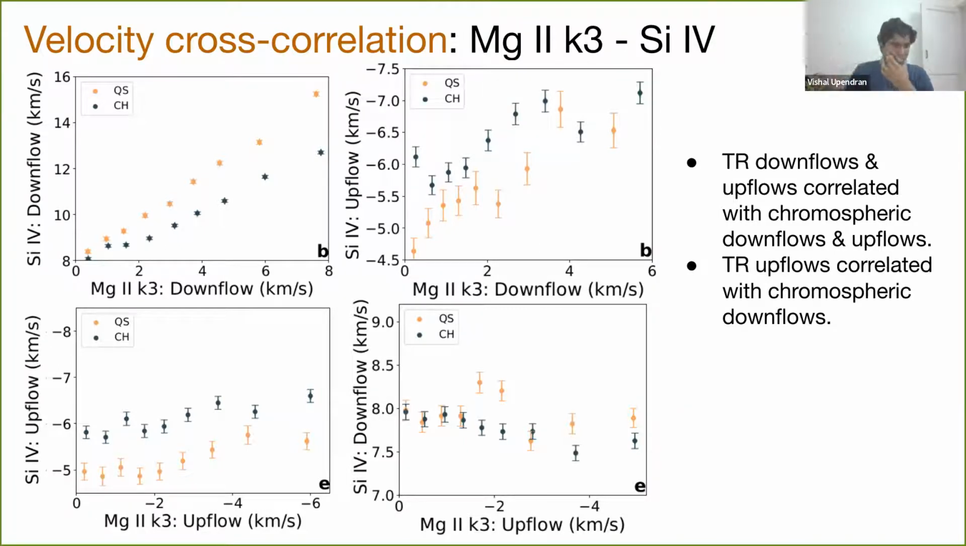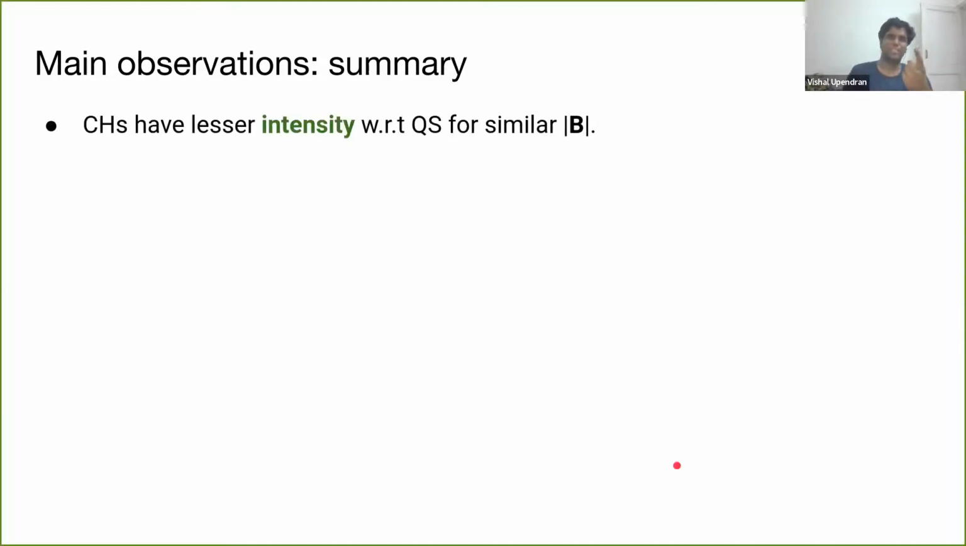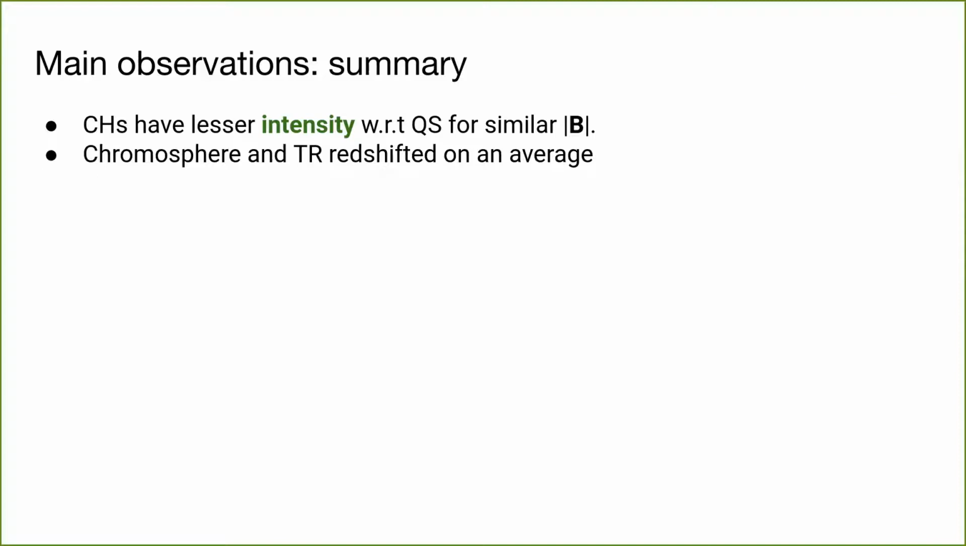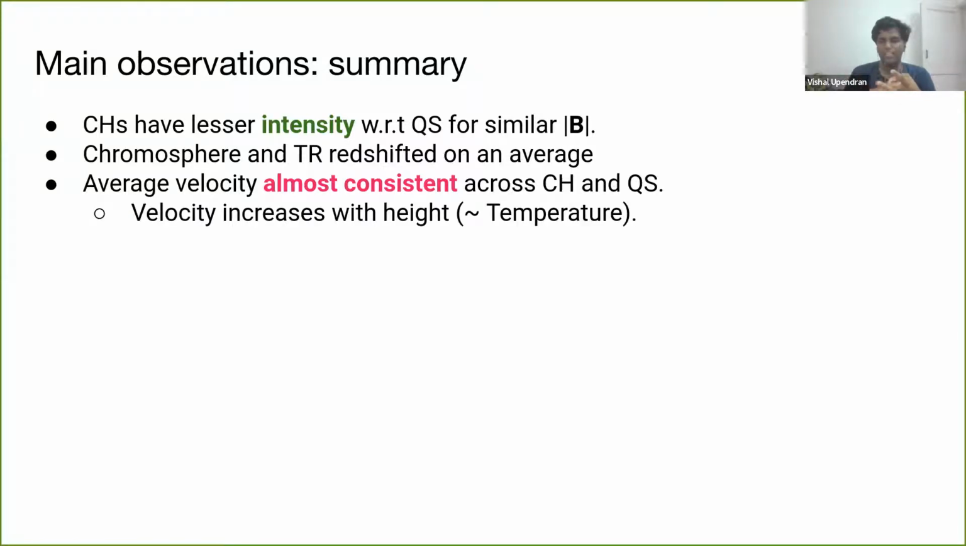Before we go to the main models that we present, let us just recapitulate the observations we have had. First, the intensity differences. The coronal holes have lesser intensity when compared to quiescent. The chromosphere and transition region are restricted on average. This is a well-known result. The average velocity is almost consistent across coronal holes and quiescent in the chromosphere, and the velocity increases with formation height of these different lines, or approximately with temperature.